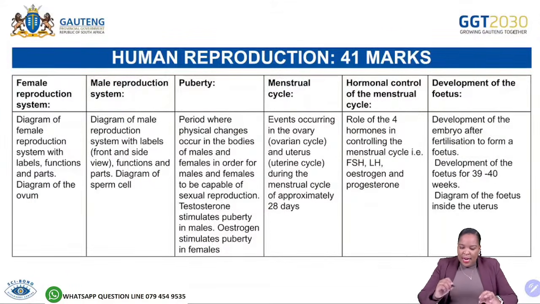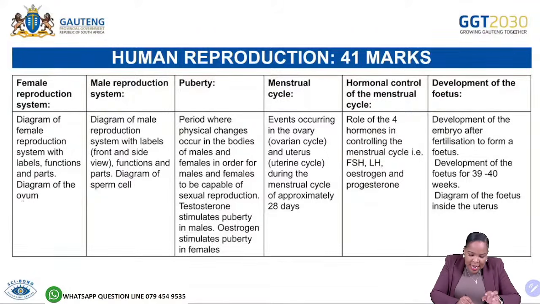Right. Then the next topic that we are going to do is human reproduction. This is quite a big topic. It amounts to 41 marks of your paper tomorrow. However, there's a nicer and simpler way that will only take you a few minutes to revise the entire topic. Remember, you've studied the diagram of the female and the male. That is what you must know.